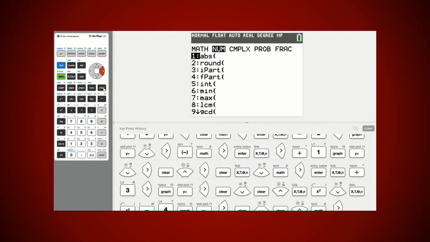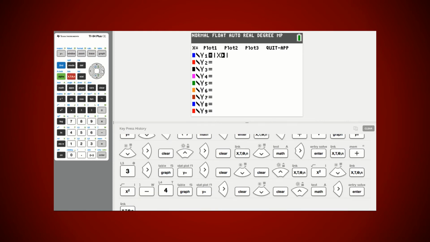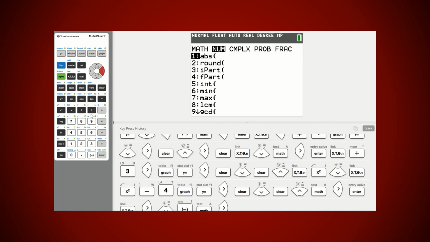Go to math, go to number, choose option 1, absolute, put in x. And then I'm going to graph this reflection, which is negative. Don't use the subtraction symbol, use the negative symbol. Negative, math, number, option 1, absolute of x. And let's go see what our graph looks like.